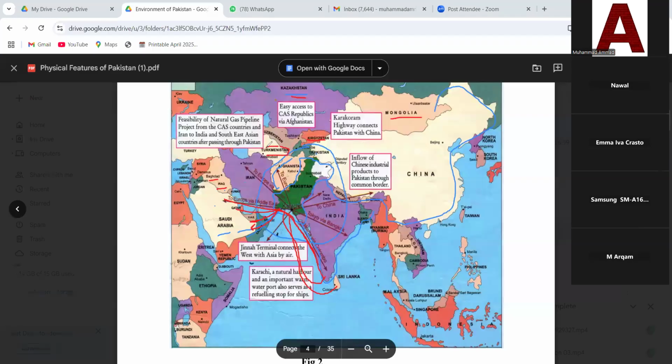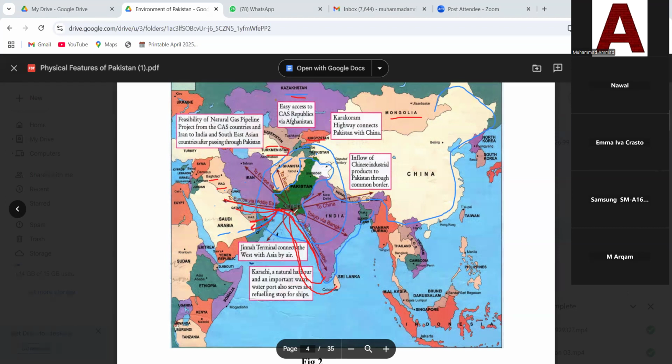Landlocked means that these countries are surrounded by other countries and there's no coastal route available to access these countries. Pakistan has this chunk of coast available. Had there been another country over here, we would have been completely landlocked. But we have this coast, and this coast is extremely important for our country because it is a natural harbor.